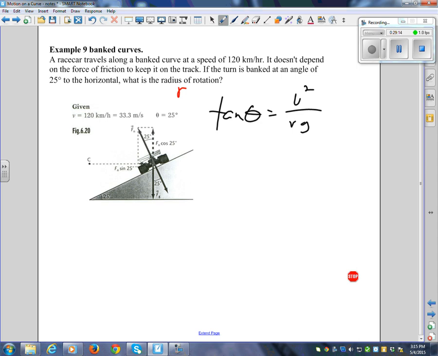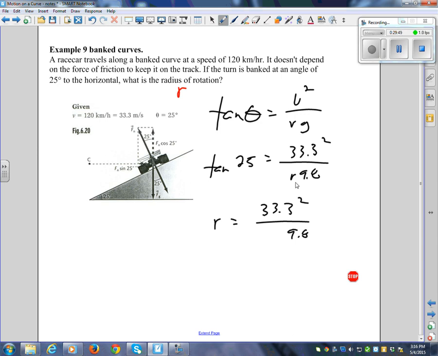I recommend you put in the numbers first. So that's going to be tan of 25 is equal to, the V is converted here for you, 33.3 squared over R times 9.8. Now what do you do when the unknown's on the bottom like that? You multiply it, it goes up there, right? So this is going to be R equal to 33.3 squared. The 9.8 is going to stay down here. And what happens to the tan 25? Goes down here underneath, right? Do you have to be careful because there's more than one thing at the bottom? You sure do.